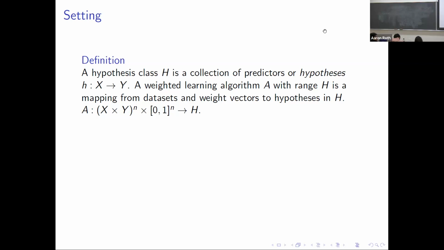And hopefully the predictive rule you learn has high accuracy. And remember we talked about accuracy, not just uniformly over the data set, but in a weighted way. We can weight different points so that they contribute differently to the accuracy. And so a weighted learning algorithm just takes as input a data set and a weight vector telling us how important each of the data points is. And it outputs a hypothesis, a rule for predicting labels given features, that hopefully has high accuracy under this weight vector.